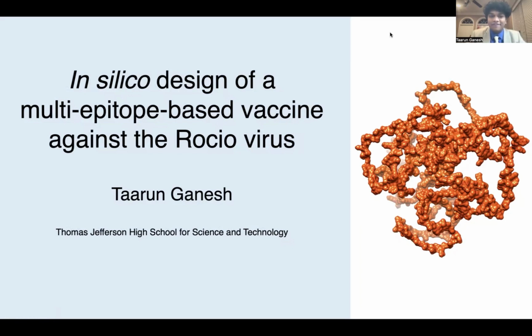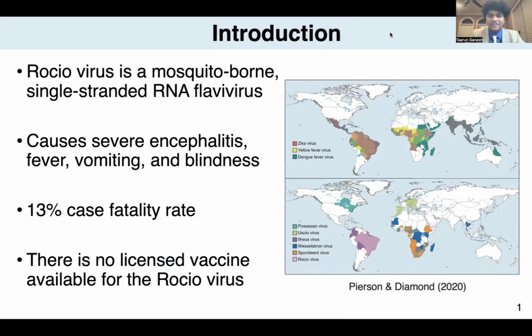So, my project revolves around an in silico design of a multi-epitope-based vaccine against the rotavirus. So, what is the rotavirus?